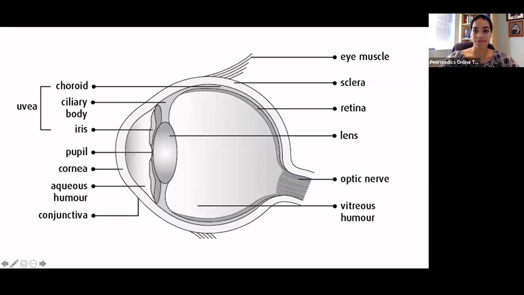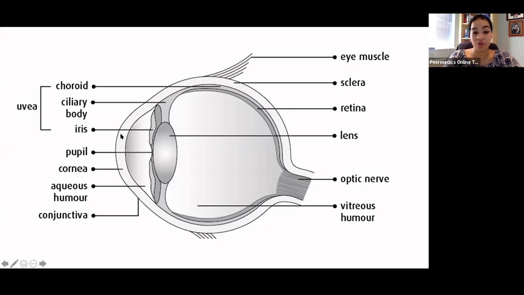Here is the eye. There are three layers in the eye. If everyone can see the mouse, there are the three layers here, 1, 2, and 3. So the first layer is that really avascular connective tissue, and that's the cornea and the sclera that make it up. They're kind of the same thing. The sclera is more peripheral and it's white, whereas the cornea is right at the front here and it's clear.